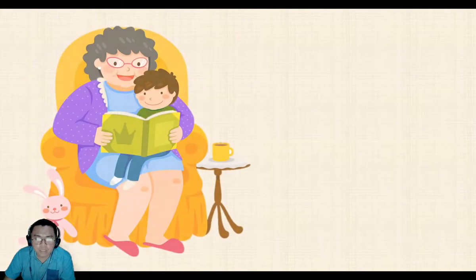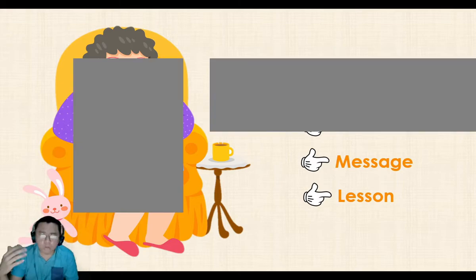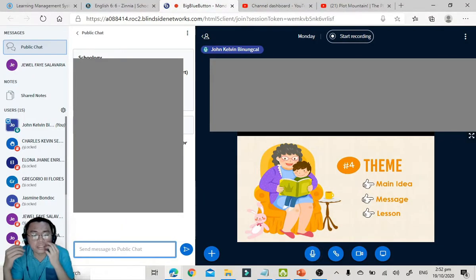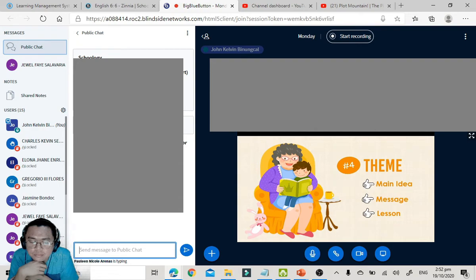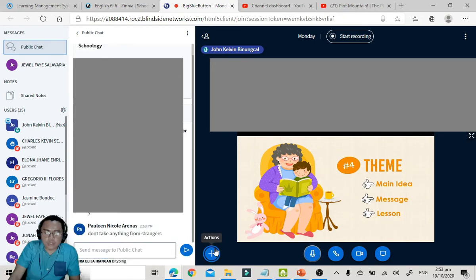A theme. Theme is the main idea, message, and lesson. So, it's what the story wants to tell you. For example, most of the fairy tales have lessons, diba? We have Pinocchio. What's the lesson that Pinocchio wants to tell us? Yes, very good. The story that Pinocchio wants to tell us is don't create human beings out of wood. I mean, don't lie. I want you to listen to this.